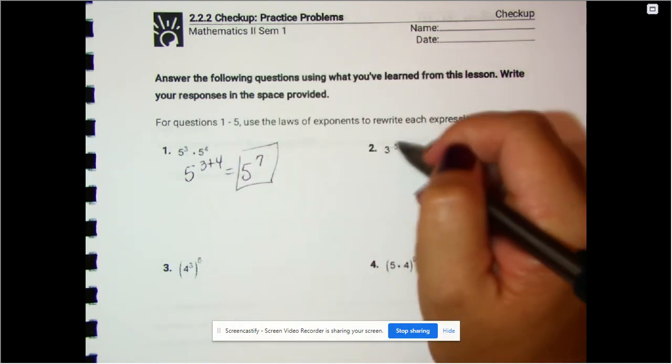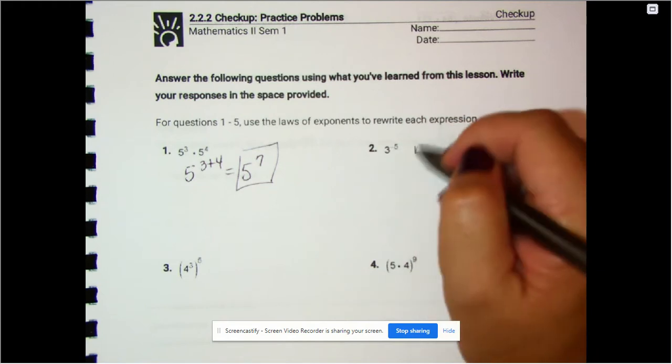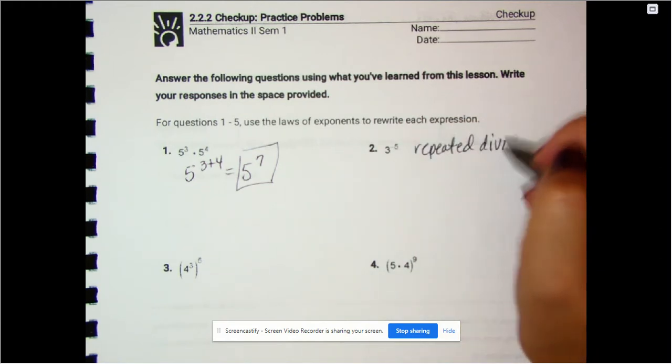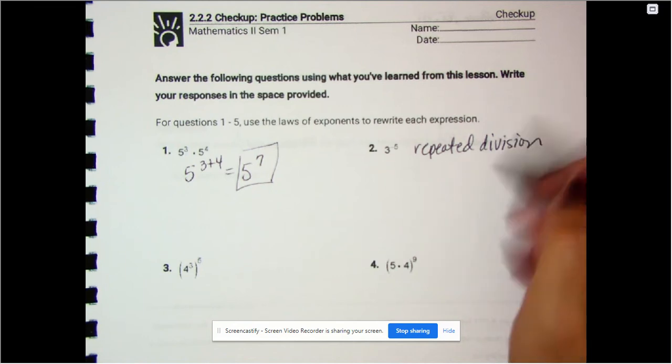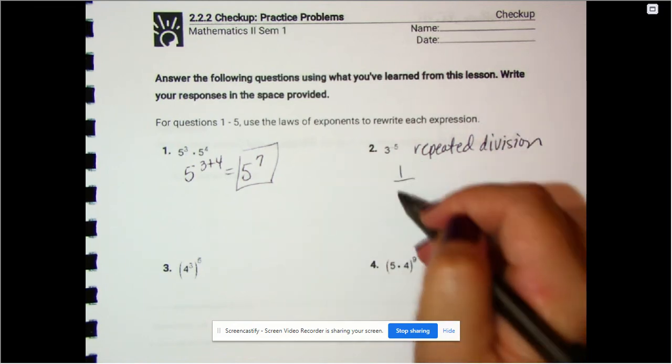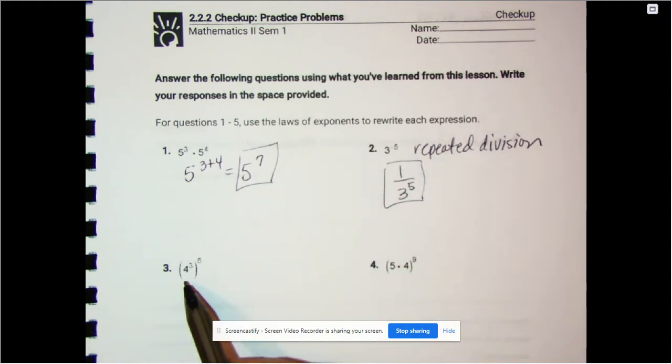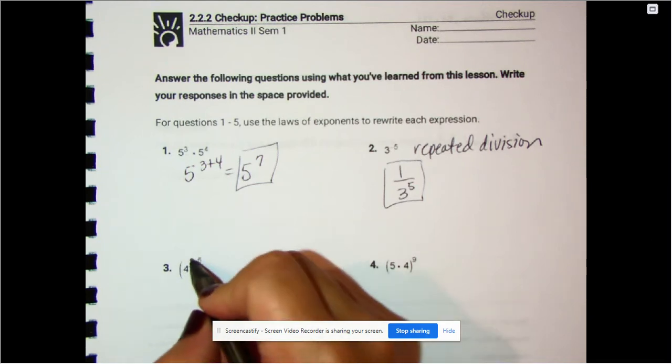Next, we have a negative exponent. That means it's repeated division. So this is going to become 1 over 3 to the 5th. Here we have power to a power, that small exponent to another power, and we are going to multiply those.